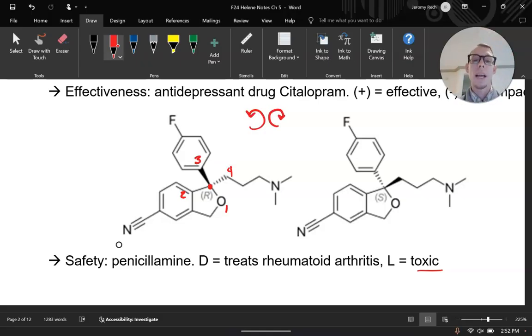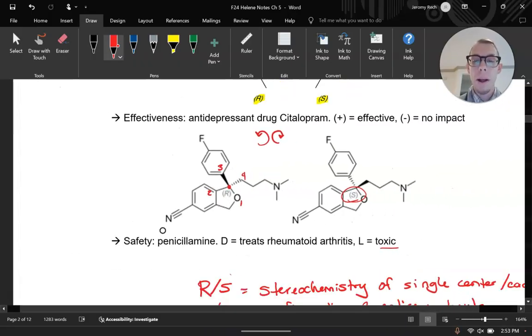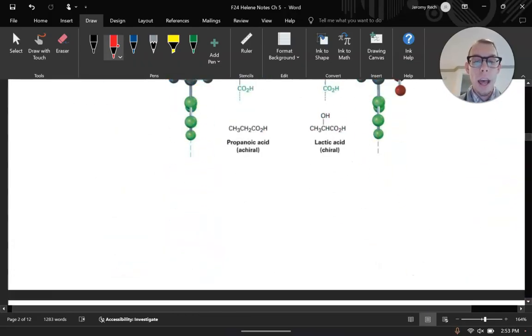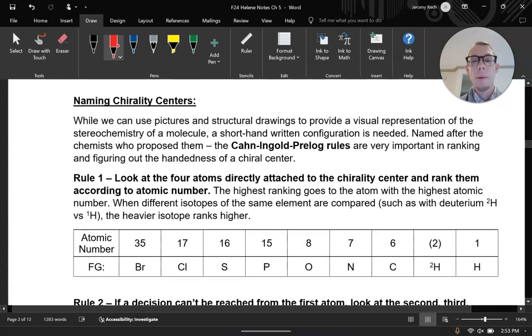And those clockwise and counterclockwise rotations are where we come up with these terms of R and S. So you've gotten a little bit of a preview about the importance and ways in which we think about chirality. In our next video, we're going to spend a bunch of time learning these Cahn-Ingold-Prelog rules. So we're going to stop there, and I'll see you in the next one.